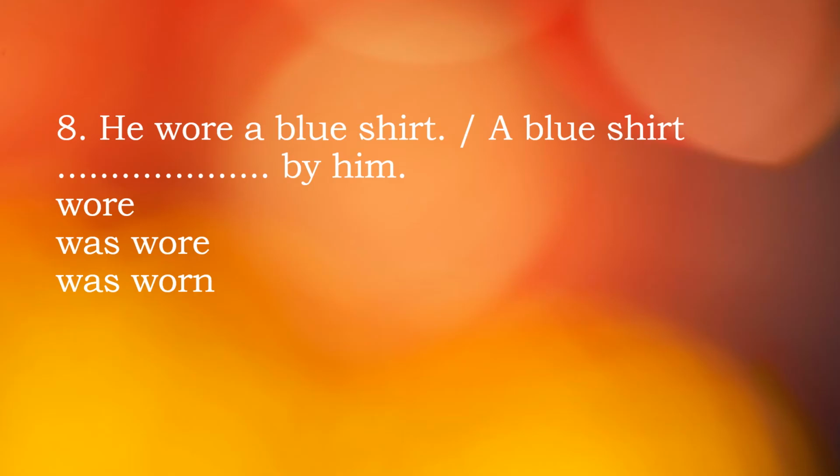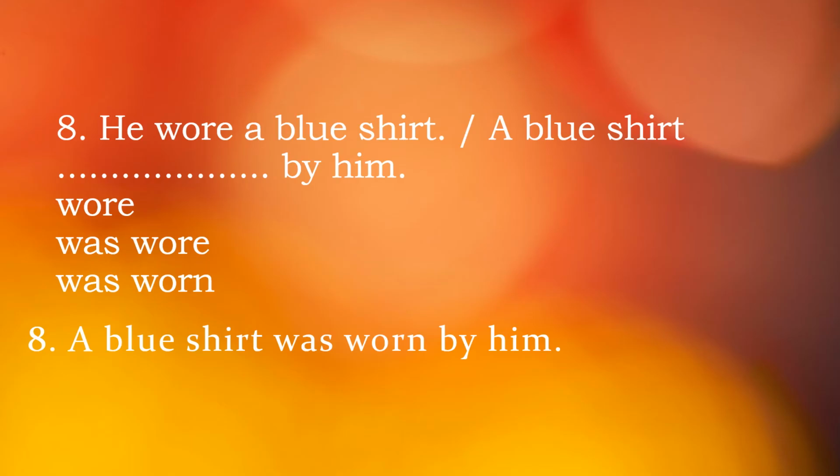So I repeat, as it is past simple tense, we take the subject and the object at the beginning, then we take was or were. A blue shirt is a singular subject, so we'll take was. So a blue shirt was owned by him. Let's see the answer. Yes, a blue shirt was owned by him. This is the passive voice of the sentence, he wore a blue shirt.